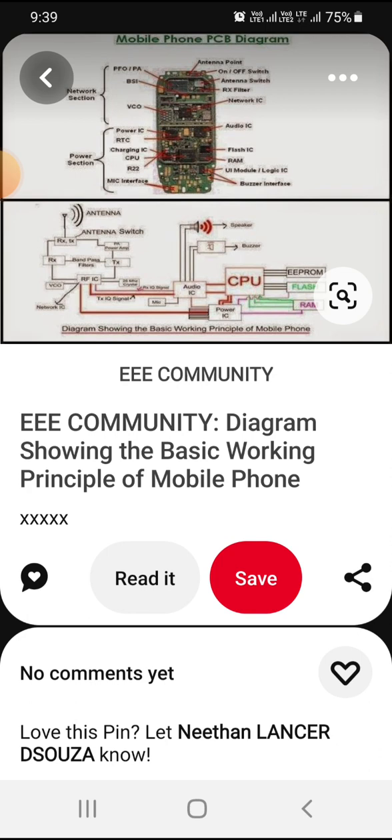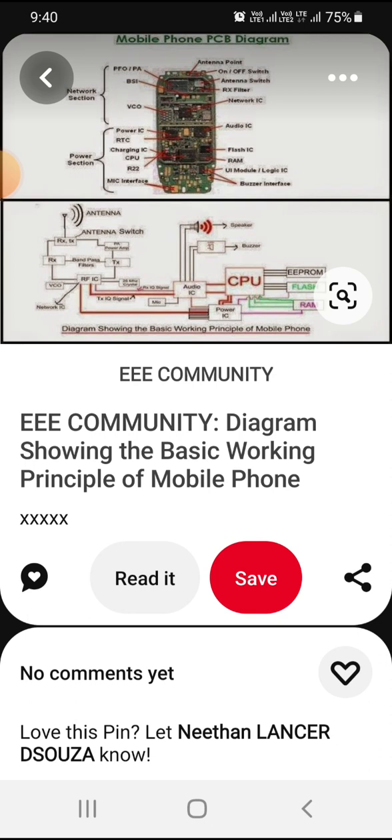You also have the network IC and BSI, BCO, audio and video, flash IC, RAM, ROM, UI module, logic, buzzer interface in the down section, MIC interface, R22 CPU. You have a charging cable, charging IC, the power IC and RTC.